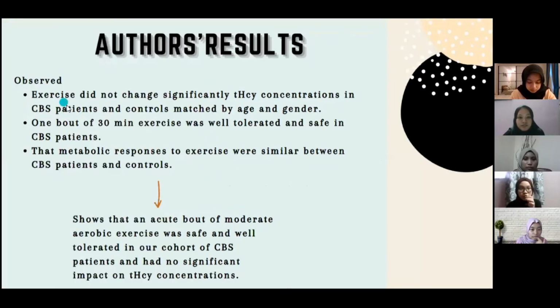For the results of this research, the researchers observed that exercise did not significantly change total homocysteine concentration in CBS patients and controls, matched by age and gender. Second, one bout of 30-minute exercise was well tolerated and safe in CBS patients. And lastly, the metabolic response to exercise was similar between CBS patients and controls. So the researchers concluded that an acute bout of moderate aerobic exercise was safe and well tolerated in their cohort of CBS patients and had no significant impact on total homocysteine concentrations.